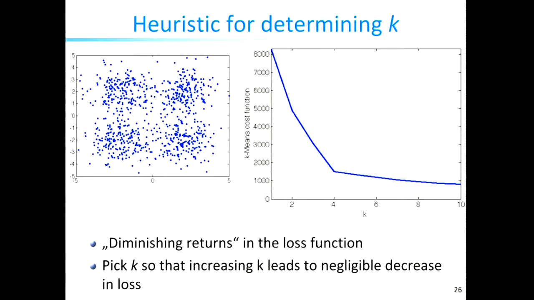The one mean solution is the mean of the data, so it's easy to see. It's basically the mean. And then there are now 2 clusters, 3 clusters, 4, 5, and so on.